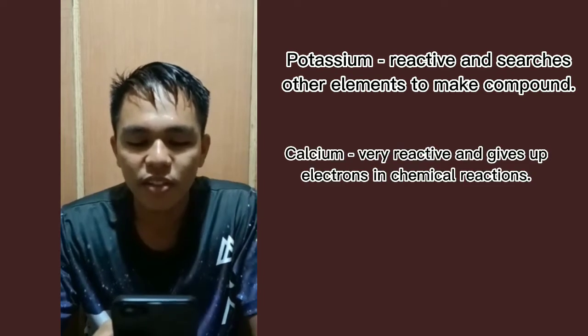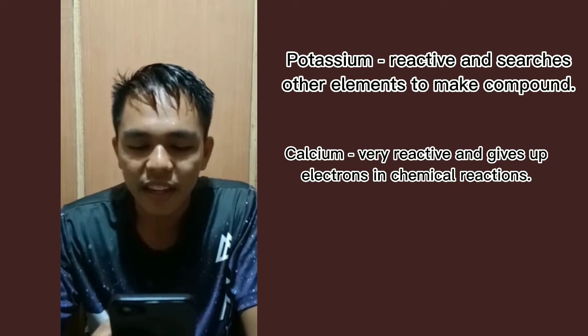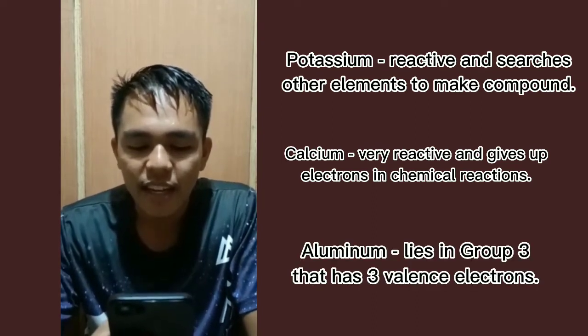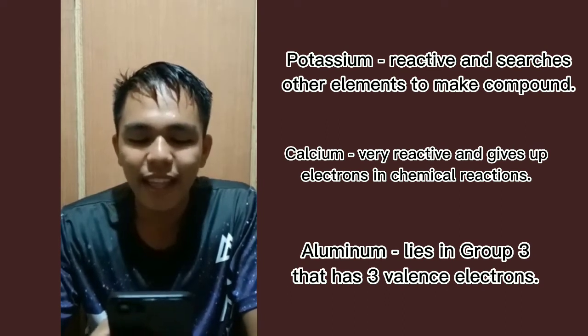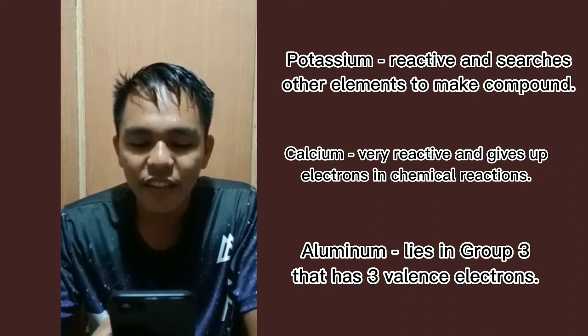Calcium has 2 electrons because it is also a very reactive element and gives up electrons in chemical reactions. And lastly, aluminum, because it lies in group 3, has 3 valence electrons.